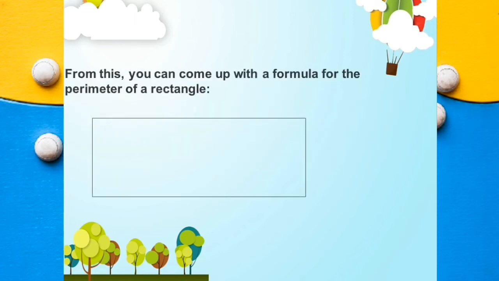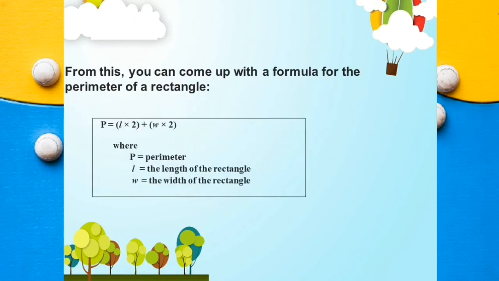So, from this, you can come up with the formula for the perimeter of a rectangle: P is equal to L times 2 plus quantity W times 2, where P is the perimeter, L is the length of the rectangle, and W is the width of the rectangle.